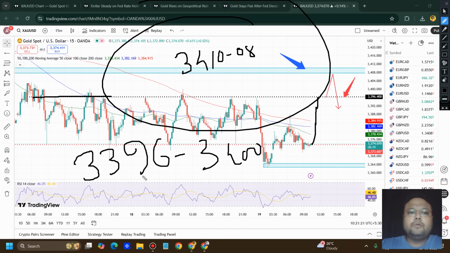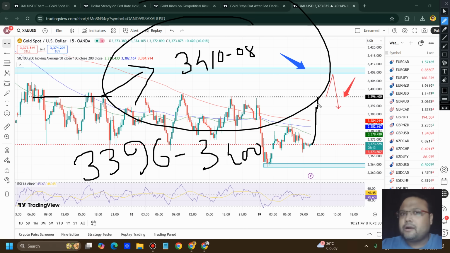So next time, if you go for a sell around 3396, 3400, please be careful. Go with a very small lot size. If you see that there is a breakout, if you see the market is going up, then you'll get the idea that, as expected, the market has gone up. Then you can look for a sell around 3410-3408.